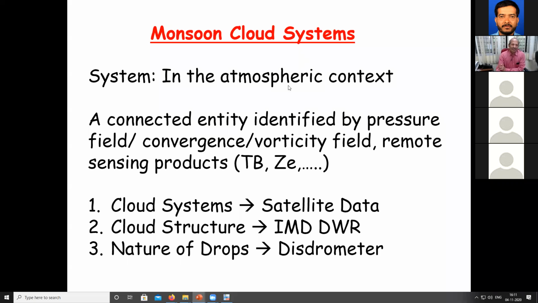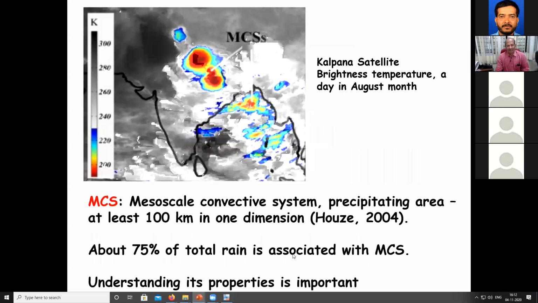Now, when I say system, in the atmospheric context, it is a connected entity identified by pressure field or convergence or vorticity field or remote sensing products like brightness temperature or some other field from the radar. So you can study them using satellite. You can look at three-dimensional structure using radars. You can also look at the nature of the drops using distrometer. You can also deploy aircraft, which was done during the CAIPEEX program by IITM Pune.